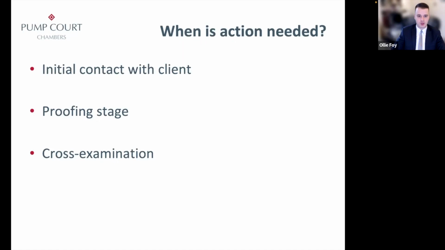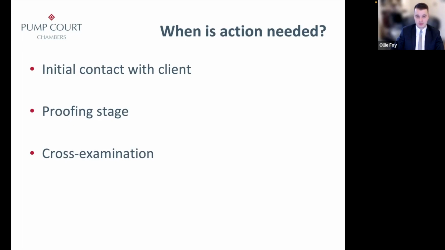When is action needed? Well, the moral of the story, when you have a client who does not speak English or cannot read English or cannot do either of those things very well, is to take action early. The problems arise when you get all the way to trial or close to trial, and it transpires that the rules for witness statements have not been complied with and an interpreter hasn't been booked for the hearing.